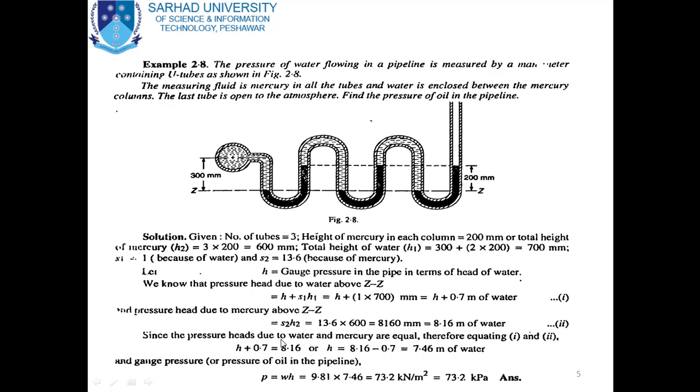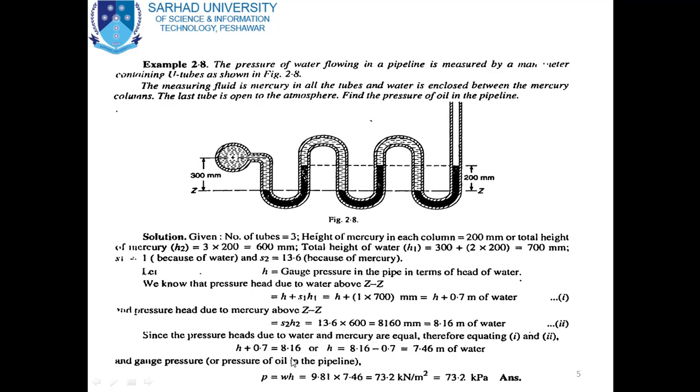Since the pressure head due to water and mercury are equal, the pressure in the tubes, or the pressure of water and the mercury column above the datum line, are equal. So equating equation 1 and 2, equation 1 we have H plus 0.7 equal to equation 2, 8.16. Move this 0.7 to the other side, and we get the value of H, which is equal to 7.46 meters of water. Now we have to calculate the gauge pressure, or pressure of water in the pipeline.